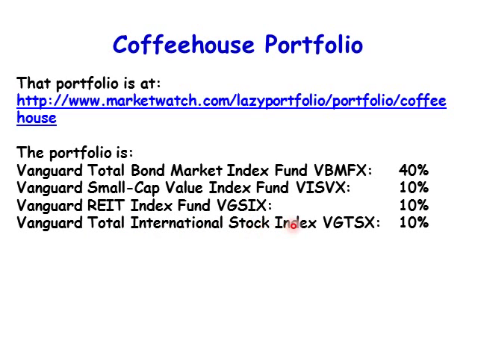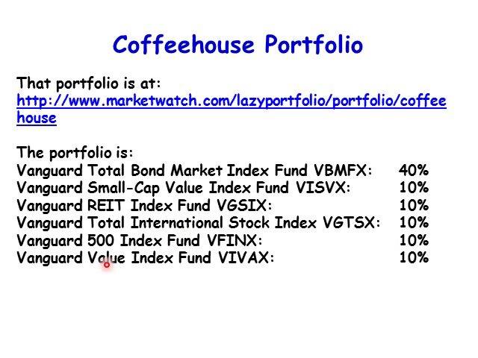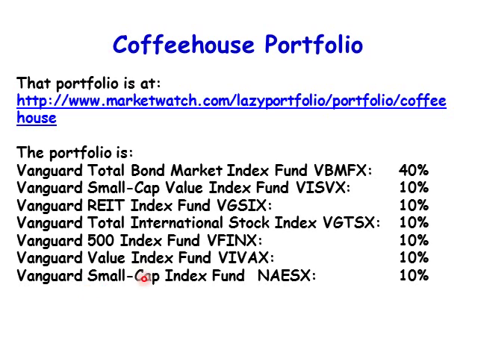Vanguard Total International Stock Index is 10%. Vanguard 500 Index Fund is 10%. Vanguard Value Index Fund is 10%. Okay, Vanguard Small Cap Index is NAESX. This is the only one here that does not start with V.